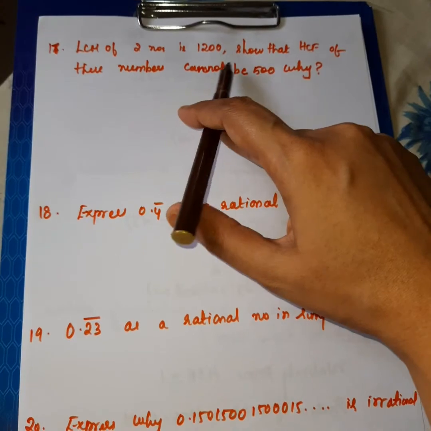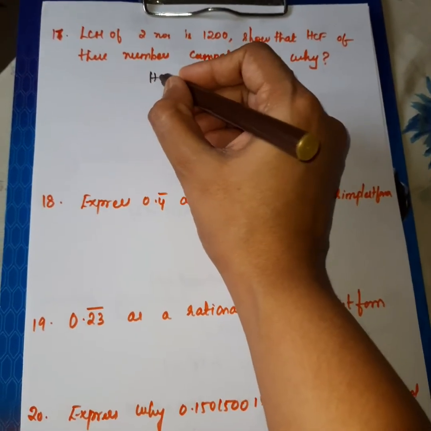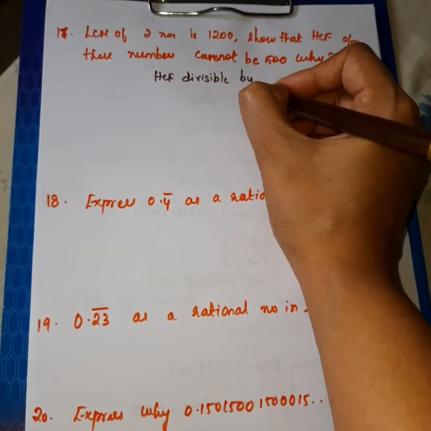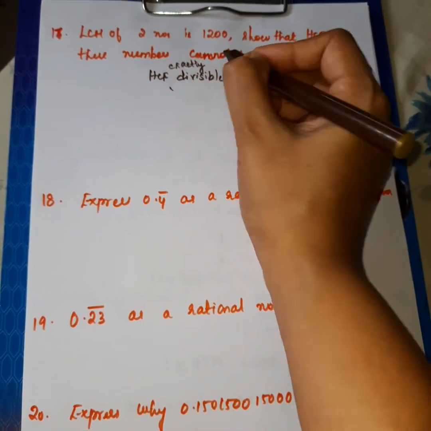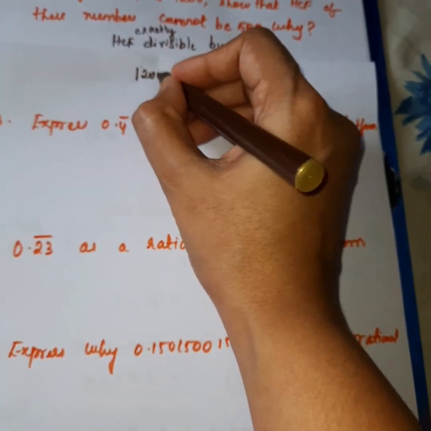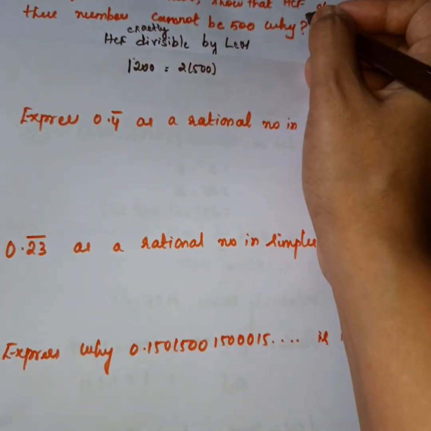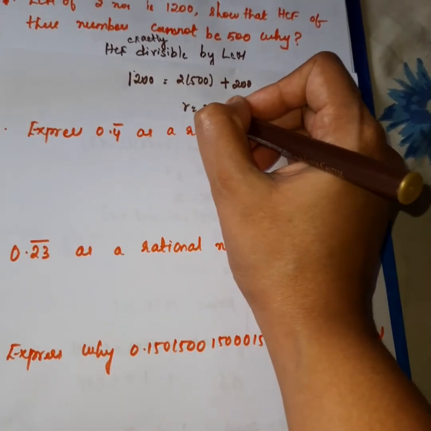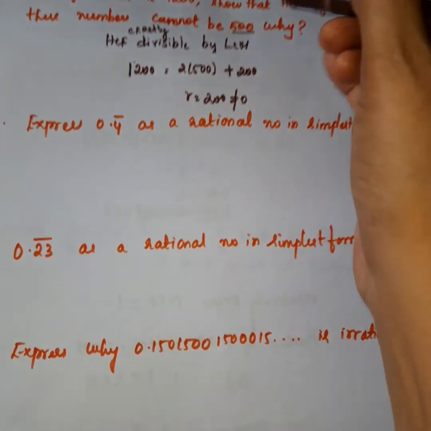Question 17, LCM of two numbers is given. Show that the HCF cannot be 500. HCF must definitely be exactly divisible into LCM. So as per Euclid's division lemma, we can just try it out. 1200 is equal to 2 into 500 plus a remainder. As it's mentioned, 500 cannot be the HCF, since it has a remainder of 200, which is not equal to 0. So that clearly shows 500 is not the HCF of that.